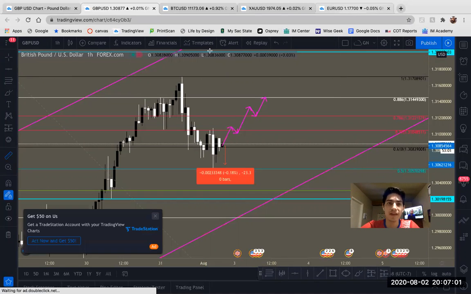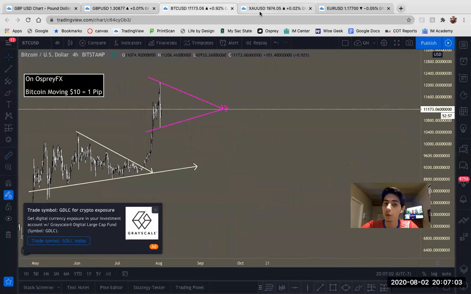So that's going to be that. Does anyone else have anything else they want to go over? Any pairs that they're personally looking at or anything else along those lines?